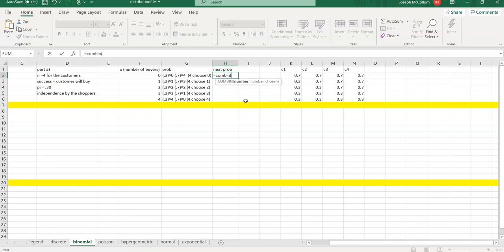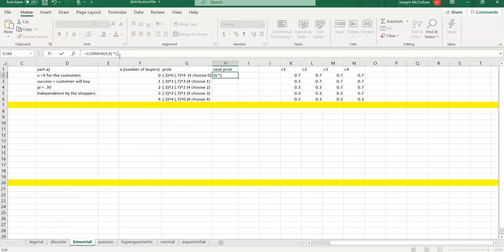And I like to pause and read every time I see Excel, in case they have a new version of Excel, if they change the formula. It says number and number chosen. Got it. So they want n and they want x. So I want, of the 4, I want to choose nobody. By the way, that's 1, because how many ways can you choose nobody out of 4? Only 1 way. I choose nobody.